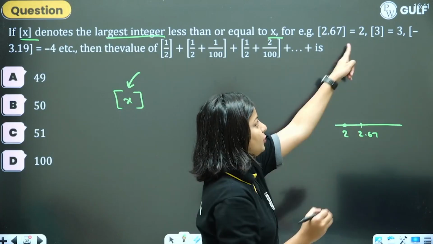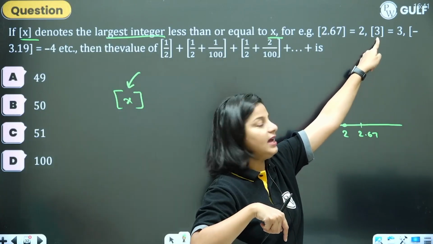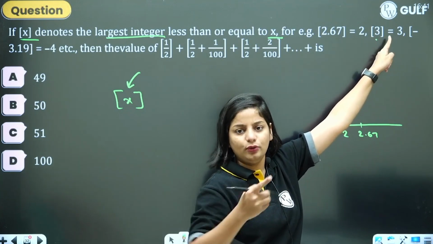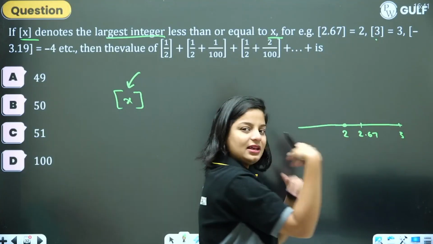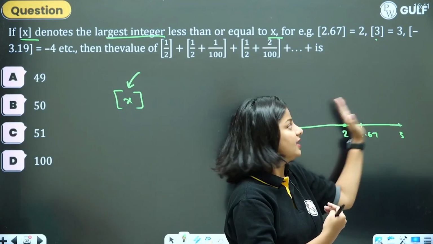So output will be 2. If the integer itself is the input, I mean if you're putting x as 3, then output will be 3. Same integer. I don't have to look on the left of 3. No need of checking on the left of 3. 3 itself is an integer. If it is not an integer, then you will check on the left side.